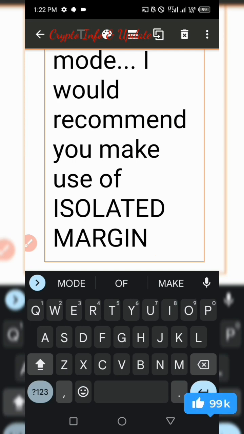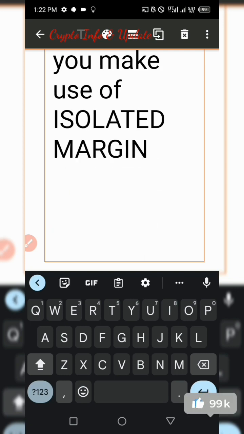Do you understand? Use the same margin mode, which is isolated margin. So for the two pairs you are trading, both of them must be isolated margin, not cross margin. Please, it's very important. Do you understand? Isolated margin. So number four, let's go to number four.